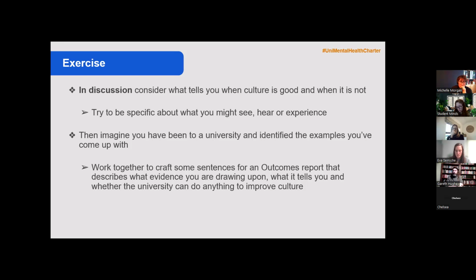Anybody want anything else they want to say in terms of culture before we move on? We'll take a break in a moment. No, we all good? All right then.